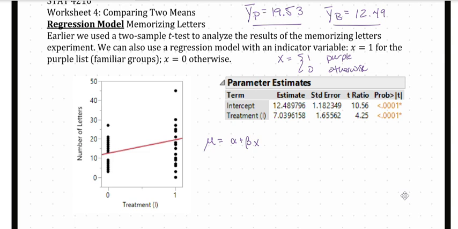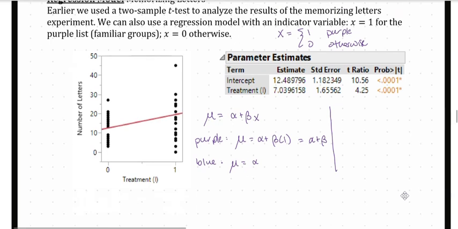So if we have the purple, or familiar groupings, our population model will be mu equals alpha plus beta times 1. So that would just be alpha plus beta. For the blue list, for the unfamiliar groupings, our population model will be mu equals alpha. And we can interpret these parameters much the same way as we did before. But we're going to jump right to the prediction equation because that's where we have values and it'll be a lot easier to interpret.